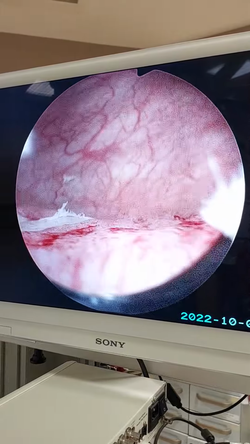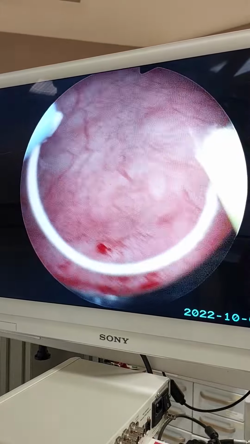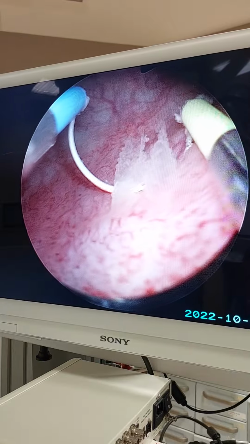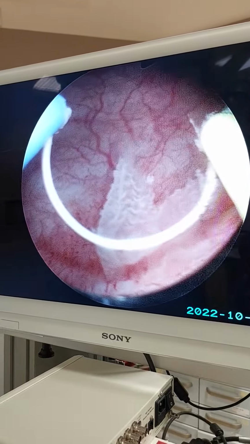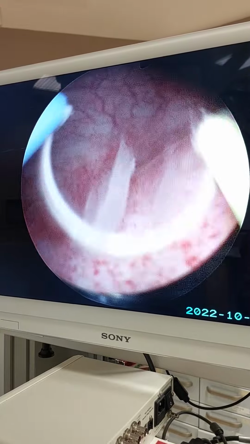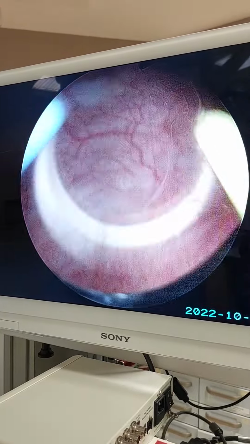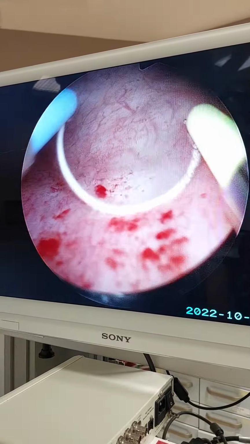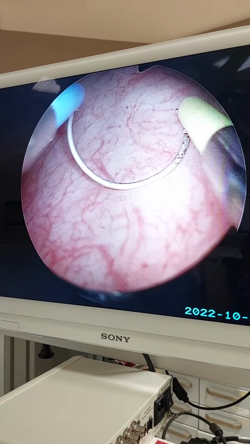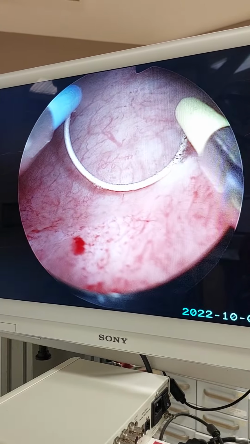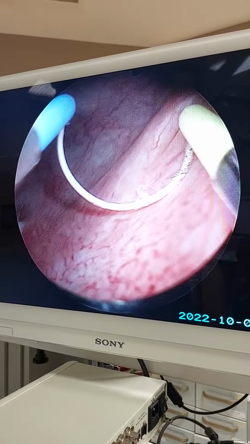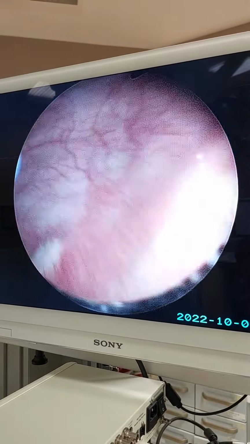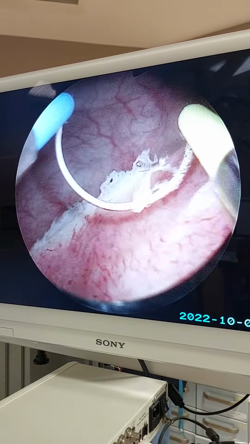And now I will continue fulgurating the base. Look at this. These are all inflamed tissues. When I scrape, they come out. This is not the normal bladder mucosa. Yeah, it comes close. Look, this is normal. So this is our border here. And this is the ureteric orifice. I can come into that part. I will do it that way.